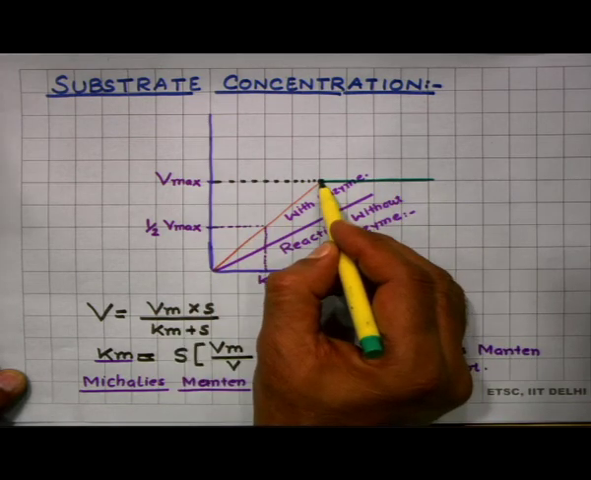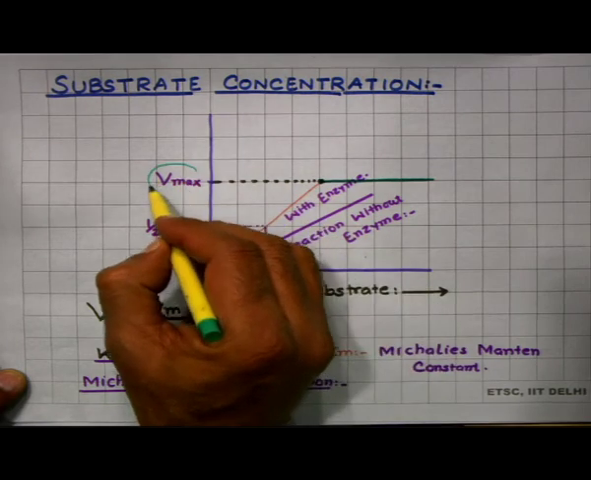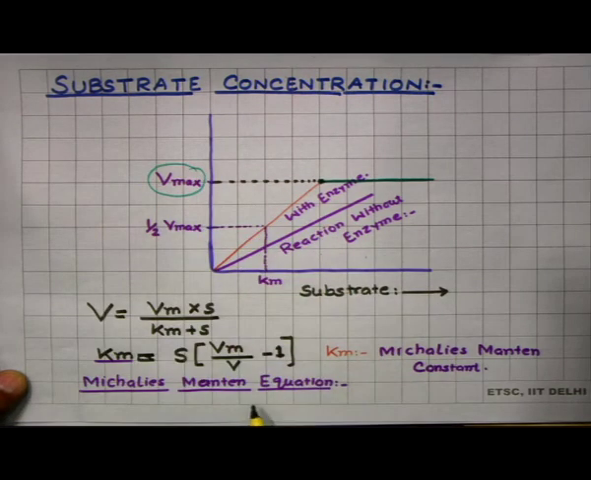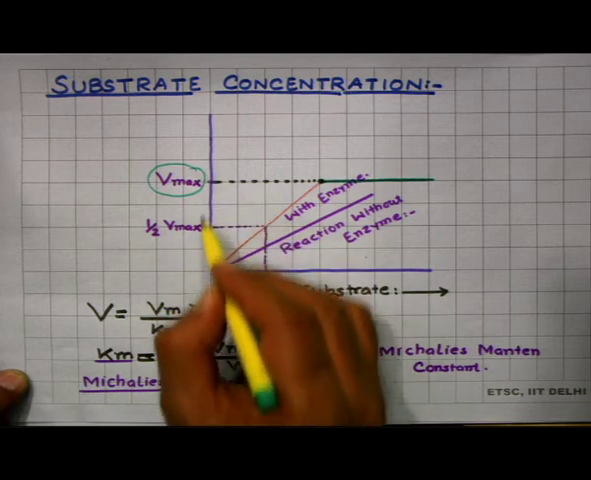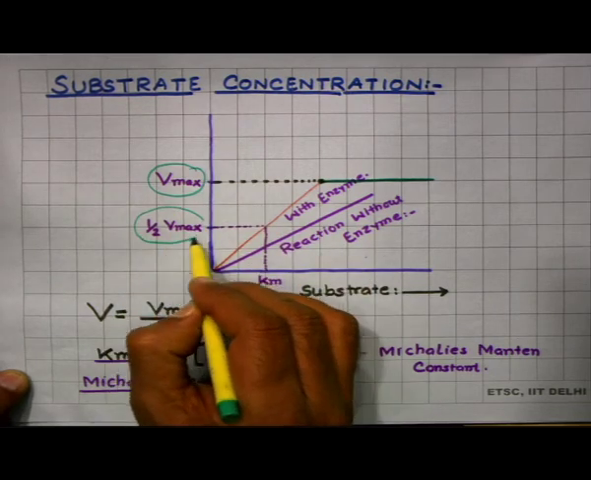So, this point is known as velocity maximum, V max. And this one is the half velocity max.